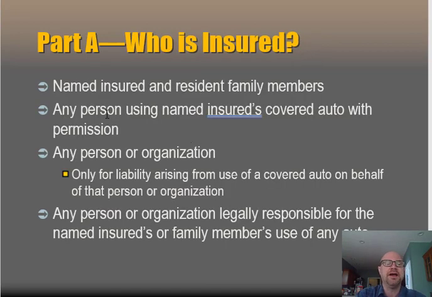I wanted to talk about, continuing with Part A, who is insured. So who's actually insured? Well, the named insured is on the declarations, right? So clearly that person is an insured, no question. Automatically, anybody else who lives in your house is automatically insured. Resident family members are automatically insured.